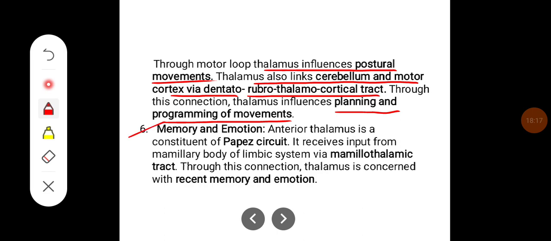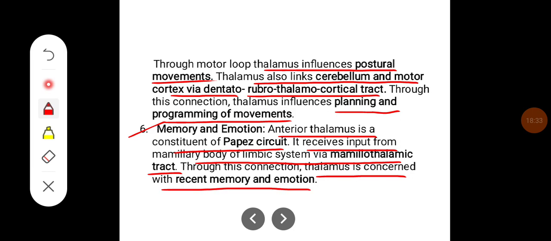It is involved in memory and emotion. Anterior thalamus is a constituent of Papez circuit. It receives input from mammillary body of limbic system via mammillothalamic tract. Through this connection, thalamus is concerned with recent memory and emotion.